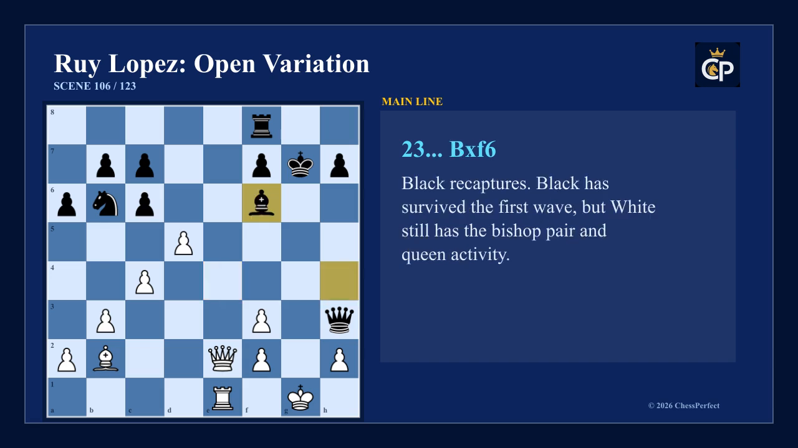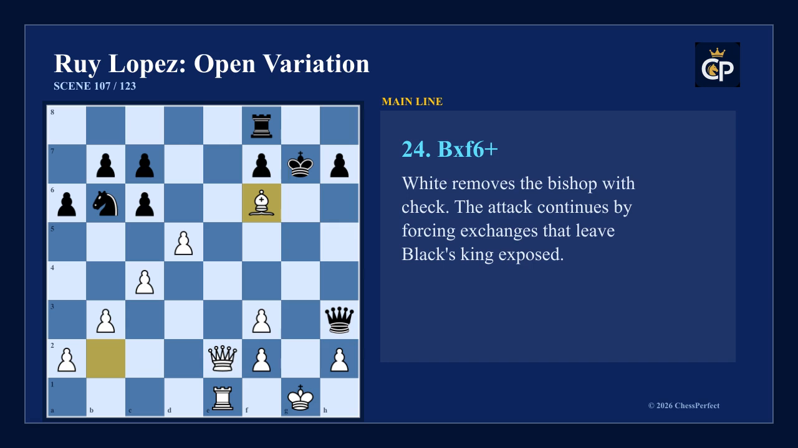Bishop takes f6. Black recaptures. Black has survived the first wave, but white still has the bishop pair and queen activity. Bishop takes f6, check. White removes the bishop with check. The attack continues by forcing exchanges that leave black's king exposed.